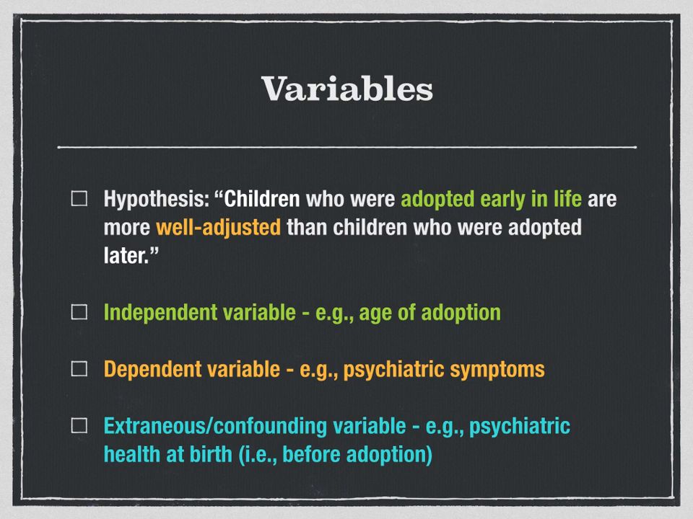It can muddy the results and render them very difficult to interpret. A common way to solve this problem is to make sure that your groups, so the early adopted versus late adopted groups, are matched on psychiatric health at birth. So if both groups are equally well adjusted at birth, then the age of adoption is the only other independent variable that could be affecting the psychiatric outcomes. Unless, of course, there are other confounding variables that we haven't thought of.